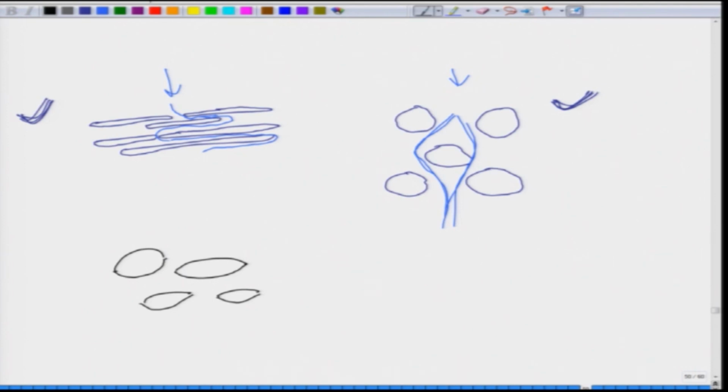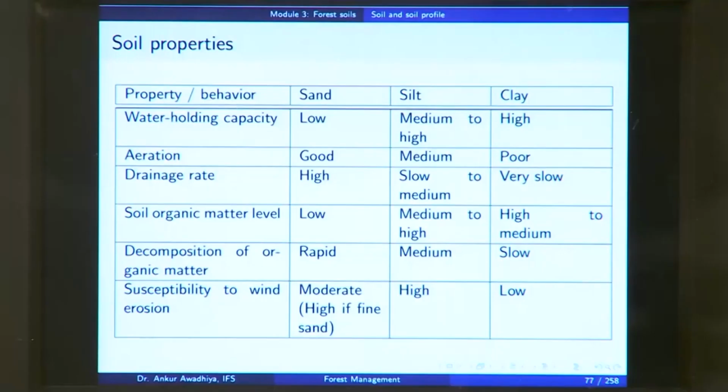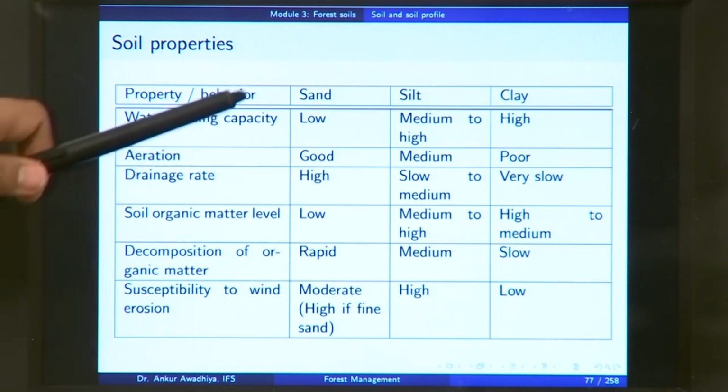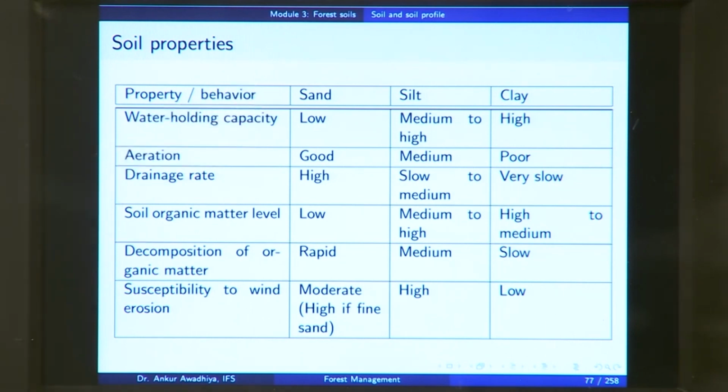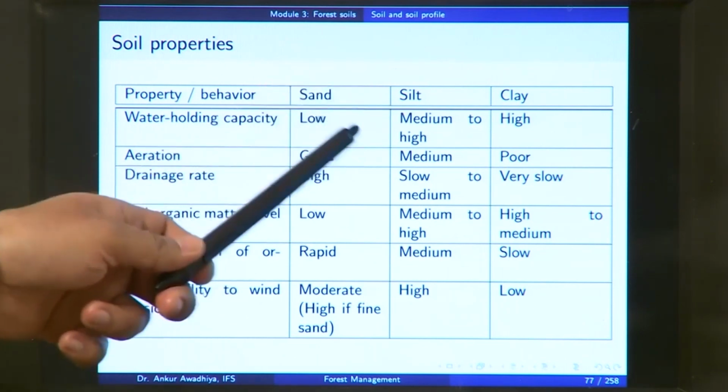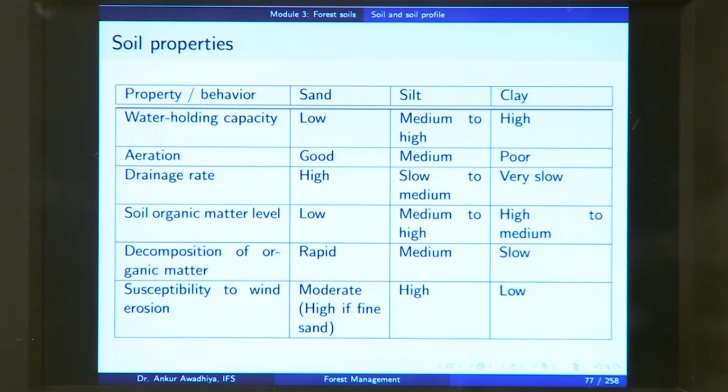Now, let us have a look at some soil properties, and we will look at three different textures, and for the case of the other textures you can make inferences. If you look at water holding capacity, how much water is retained by the soil, the sand has a very low water holding capacity, because if you put any water to this soil, the water will just flow through. Clay has a very high water holding capacity, because it is able to retain this water inside the pore spaces, and silt has a medium to high water holding capacity, it lies in between.